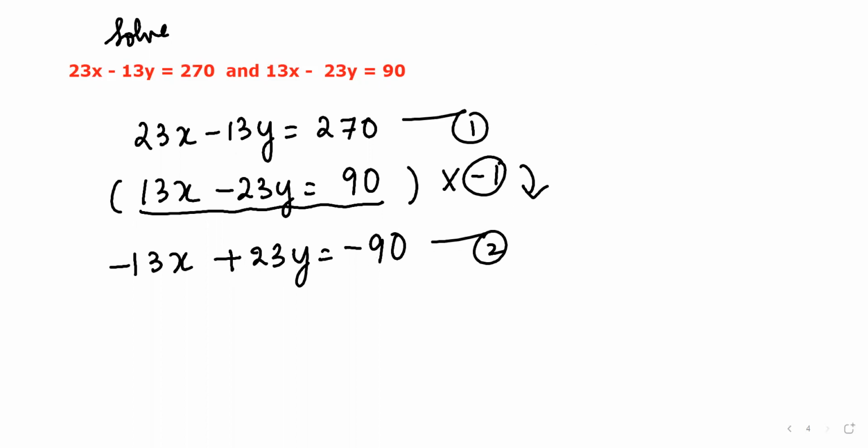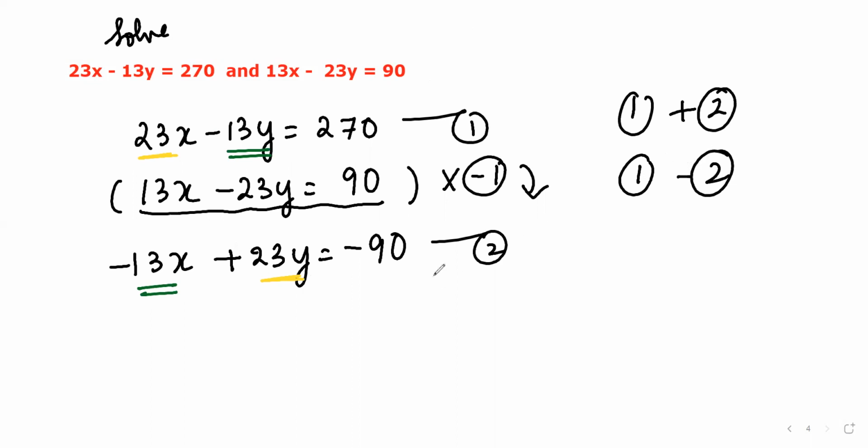Now you look for it. You see that it's 23x in equation 1 and 23y in equation 2. Likewise, it's minus 13y in equation 1 and minus 13x in equation 2. So which method will you use? We'll be using special elimination, which, if you can recall, means you add 1 and 2, and then you do 1 minus 2. We'll see what happens. Let me add them, and then let me subtract them.